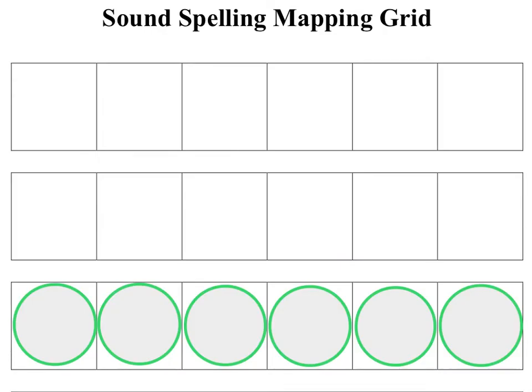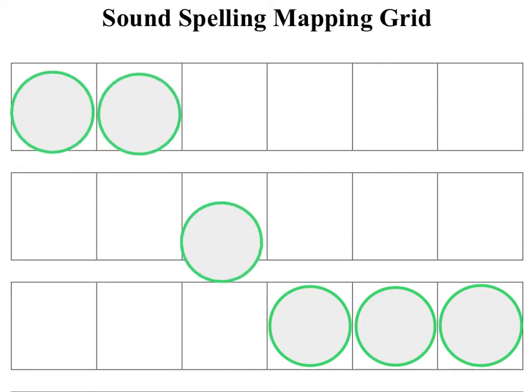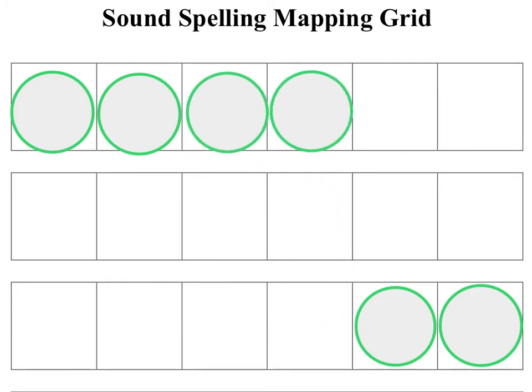All right, let's practice our 3 words for today. So the first word is pupil. What's the word? Pupil. I'm going to start by pushing out my sounds. P, U, P, I, L. Pupil. There are 5 sounds in pupil.